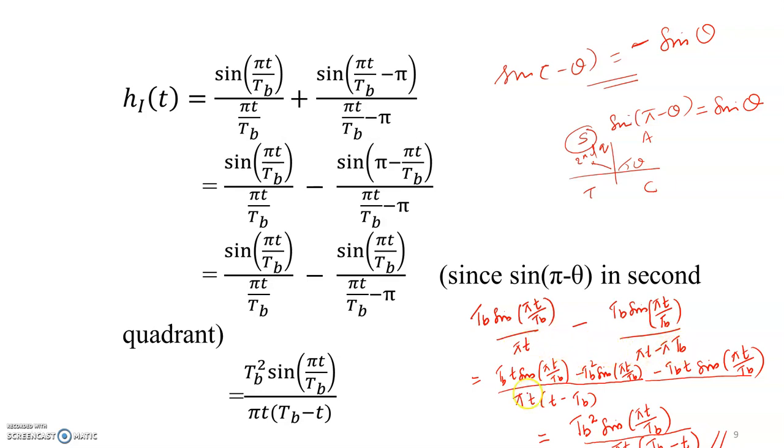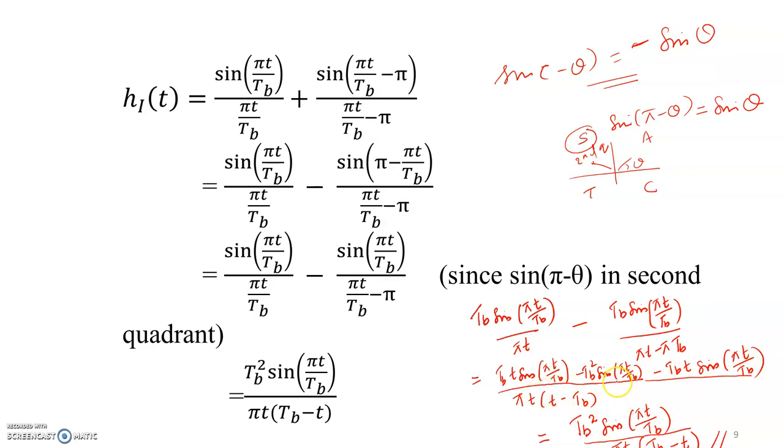So what will be my common denominator? π into t into (t − Tb). Okay, so take it as a common denominator. So what will I get? Here I have to multiply it with (t − Tb), is it? Here I have only πt, so I have to multiply the numerator by (t − Tb). So multiplying with the t, I have Tb into t into sin(πt/Tb) minus Tb into (t − Tb), so Tb into this term. So you'll have Tb² sin(πt/Tb) minus, what about this? I have π into (t − Tb) already there, so you have to multiply it with t. So you'll have minus Tb into t into sin(πt/Tb).